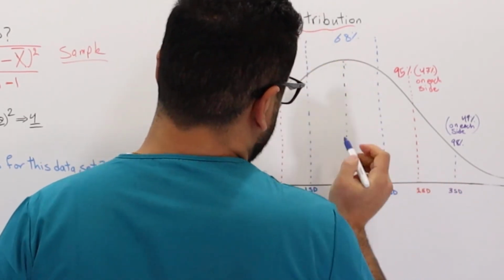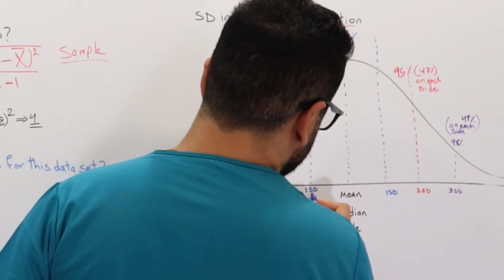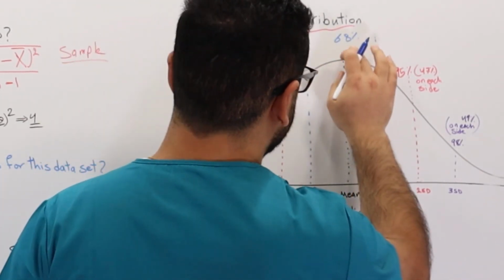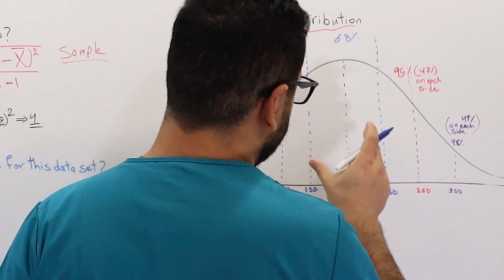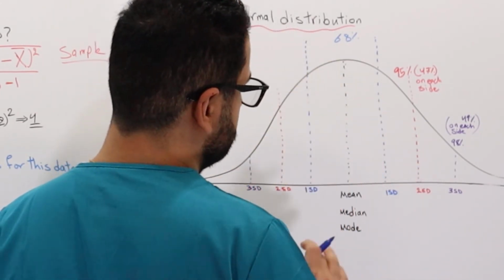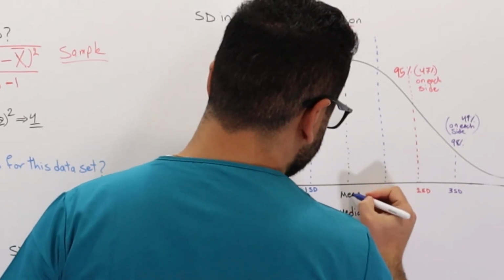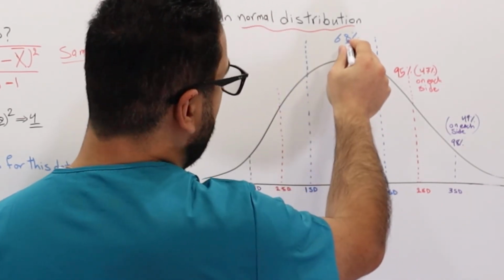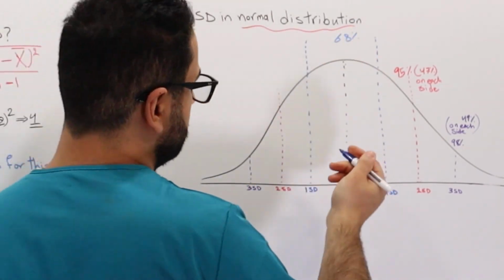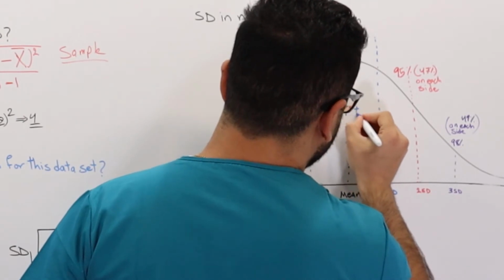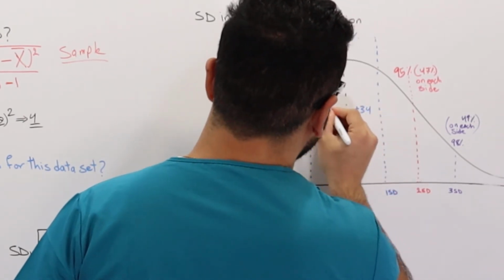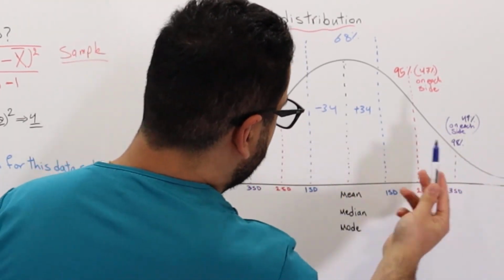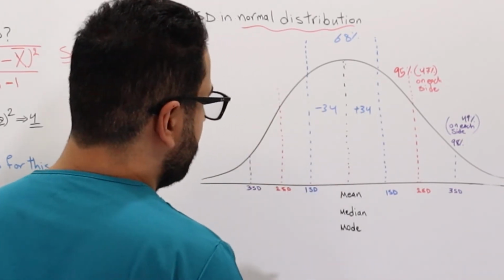Whenever we have normal distribution, 68% is within one standard deviation. SD means standard deviation. So 68% of the sample is within one standard deviation from the mean, which means that if the mean is over here, it's plus or minus 34, because that's 68 divided by 2. So it's plus 34 and minus 34 from the mean, and that's one standard deviation.